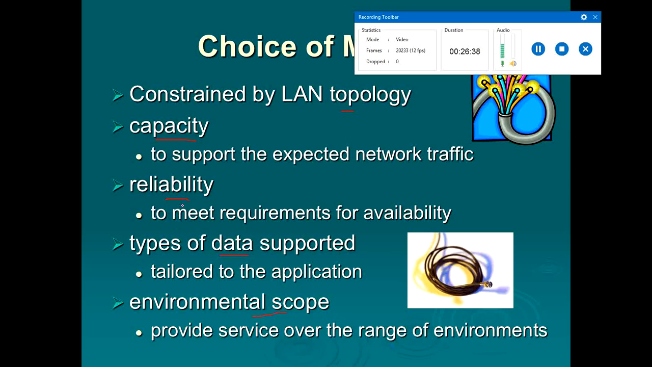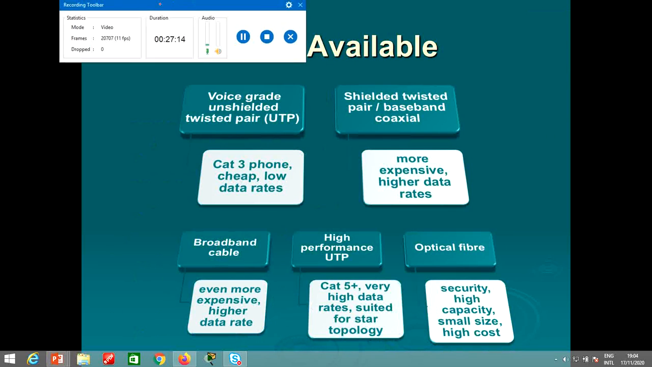route. Then reliability, and the medium should be reliable. That means it should be available all the time. Whenever the user wants to send the data, it should not be like the cable is down or there are problems in the transmission link. Types of data supported. What type of data it can transmit, whether digital data or analog data or what type of data. Environmental scope, provides service over the range of the environment. So over the range of environments, it can provide multiple types of services. So these are the four factors which govern the choice of medium.